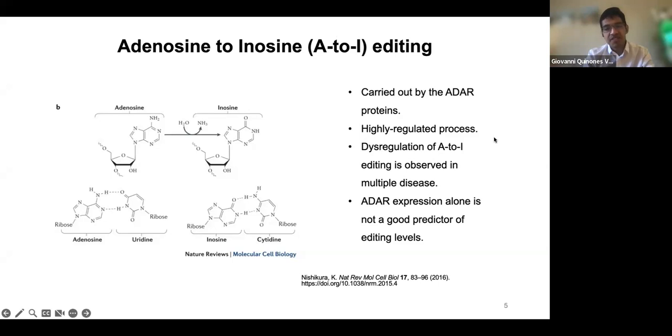And what we observe is that although the ADAR proteins are the ones carrying out this modification, it's not enough to look at the expression of ADAR to figure out what the overall editing levels present are. It has long been recognized that there are multiple factors that regulate this process, but it has not been very systematically studied to figure out what those factors are and how exactly they are influencing RNA editing.